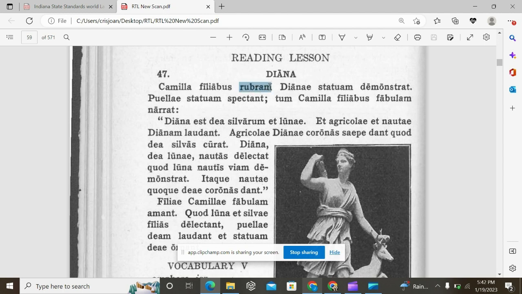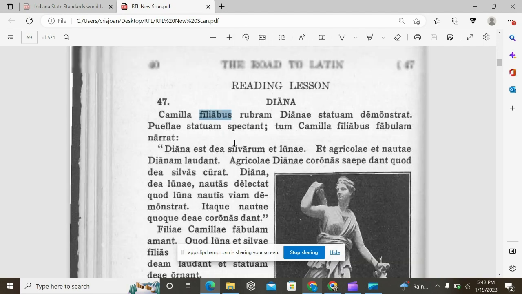We have the adjective rubram, red, which is also accusative singular and, as we'll learn later, feminine. It must be modifying or describing the statue. So it's a red statue. Then we've got the I ending here, which could be either dative or genitive. We'll have to hold off on that and see. And then we've got filiabus.